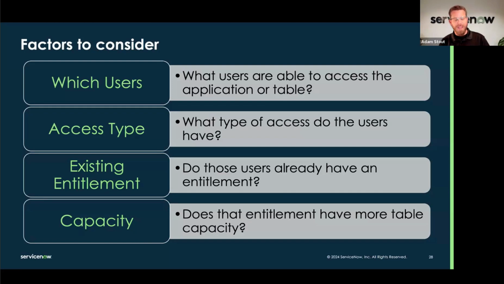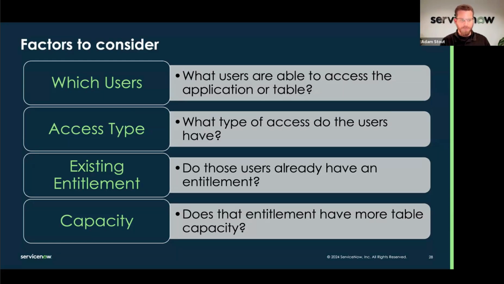And then capacity, do I have more tables? ITOM only in general comes with 5 tables. ITSM comes with 25 or 50. So I have 50 tables. Great. ITOM, I need to be really diligent about what I'm using it for because I only have 5. So, be careful about those things. Make sure you understand them.